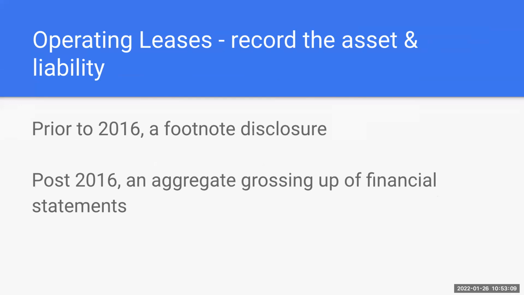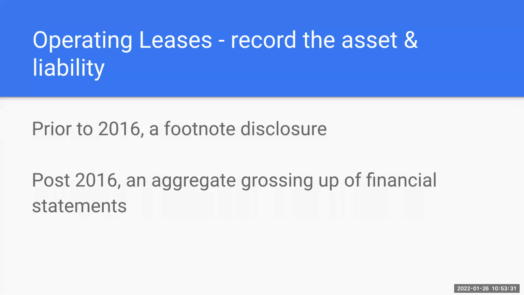Now, what happened, especially with airlines, was there was this test: is it an operating lease, or is it something called a capital lease? A capital lease would actually go on the financial statements. Companies would prefer to have operating leases, because if you had an operating lease, it would just be a footnote disclosure.